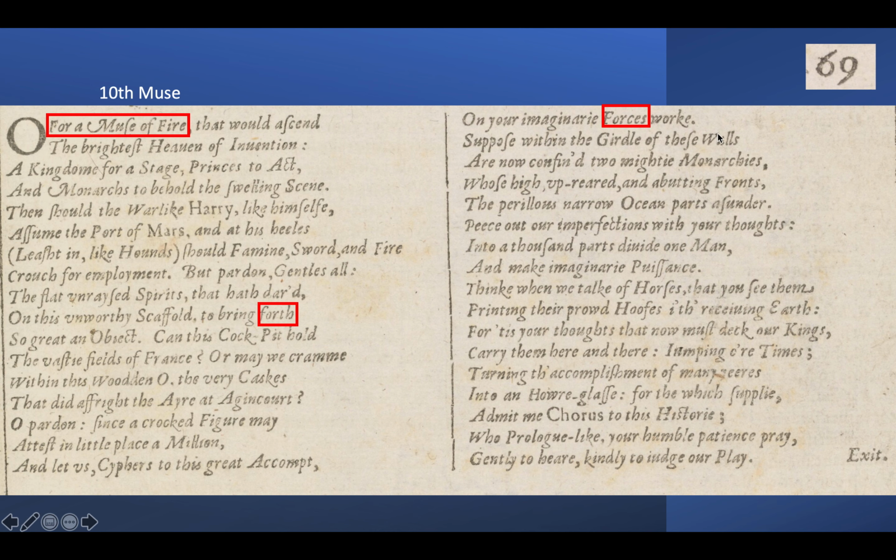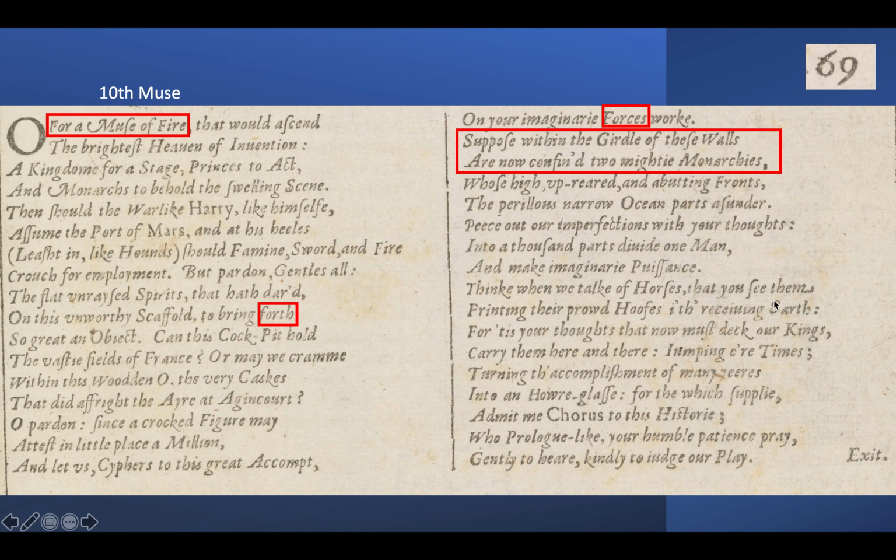Work within, suppose within the girdle of these walls. Well, we've just seen that the walls of the globe itself is made of 20, and now confined to 20 times 2 is 40. Monarchies whose high up-reared and abutting fronts the perilous narrow ocean parts asunder. There's loads of great things with the R's and the rows there that you can see. Piece out our imperfections with your thoughts into a thousand parts. Divide one man and make imaginary puissance. Think when we talk of horses, the oar there, that you see them printing their proud hooves. Well, if we think the anchor or spy, and of course means oar, he's referring to the printing of the horse's hooves. Well, that's the mark of the horse, and he's talking about the printing mark.